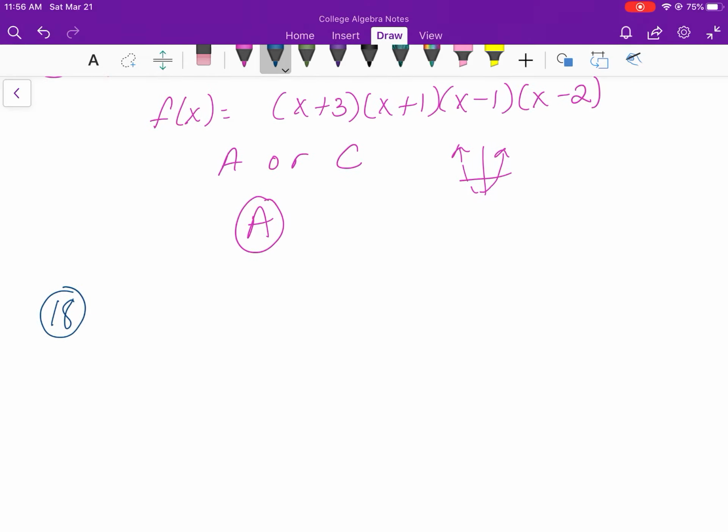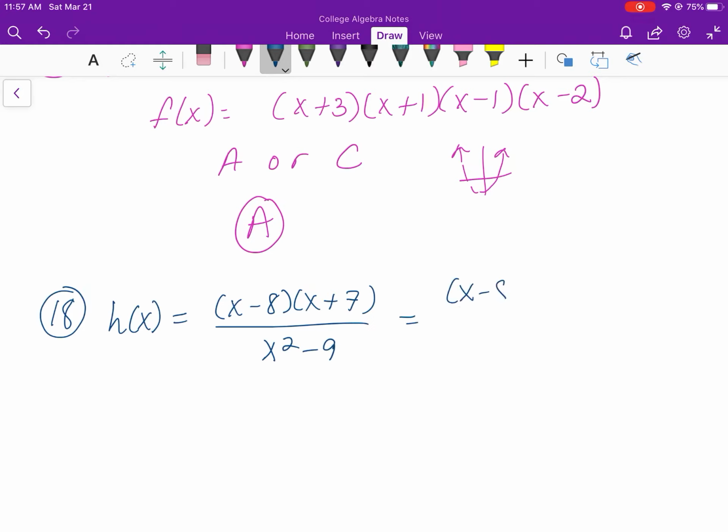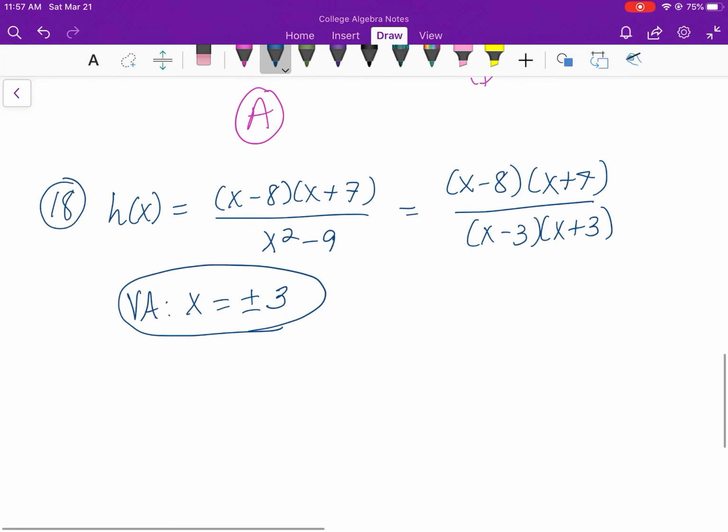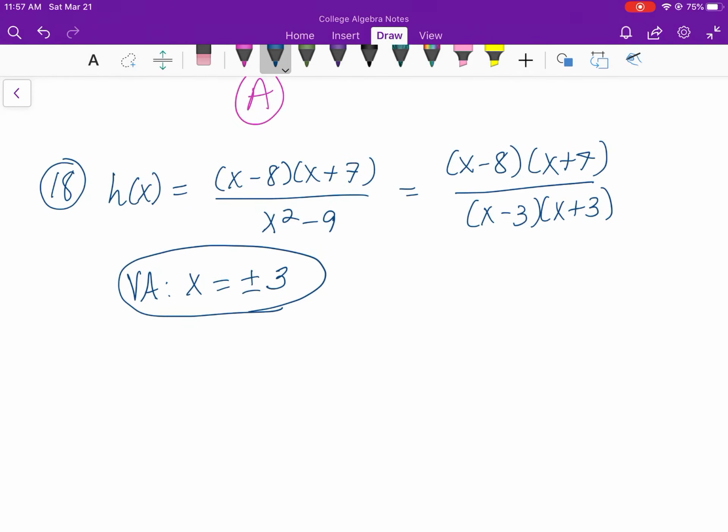Find any vertical asymptotes. Okay, vertical asymptotes. H of x. If you'll recall, they come from the denominator of my equation. So I'm going to go ahead and factor that. And I'll have two vertical asymptotes written as equations of lines. And they're vertical lines, so it's got to be x equals. Number 19, horizontal.